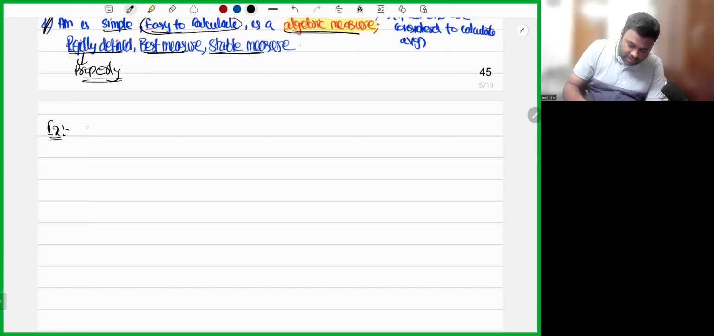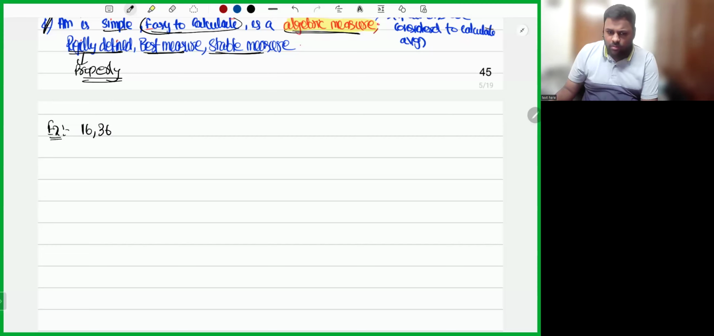I'm having an example like this. Let's take a good example. Let's take 16 and 36. You want to take one more number? No, it's enough. 16 and 36.